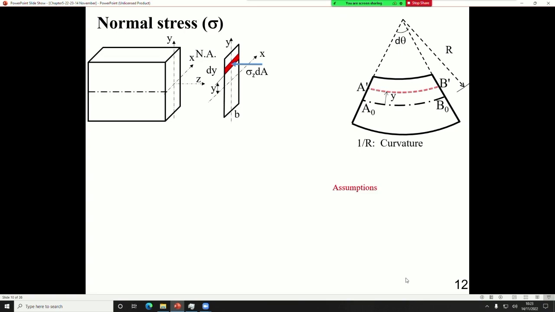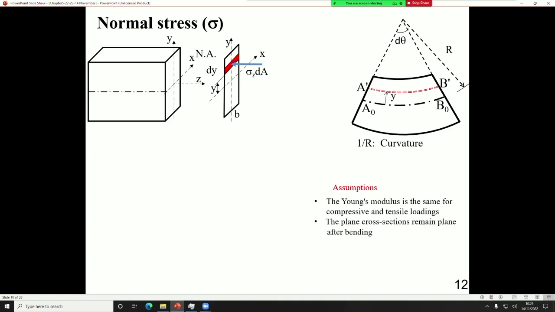Similar to what we did in the previous chapters, we make some assumptions in the theories of bending, the analysis of a beam subject to bending. The first assumption is that the Young's modulus is the same in compression and tension. The majority of materials have different Young's moduli and different Poisson ratios when they are subject to compression and tension. In theories of bending, we assume they are the same. Every material property is the same.